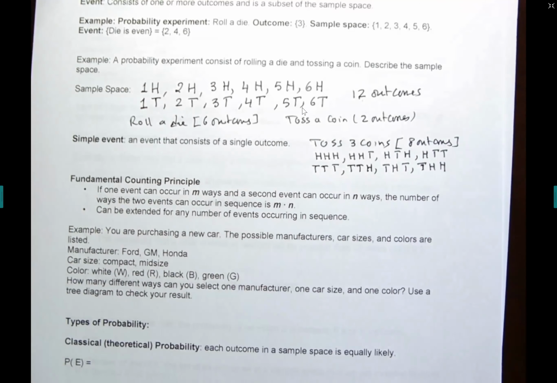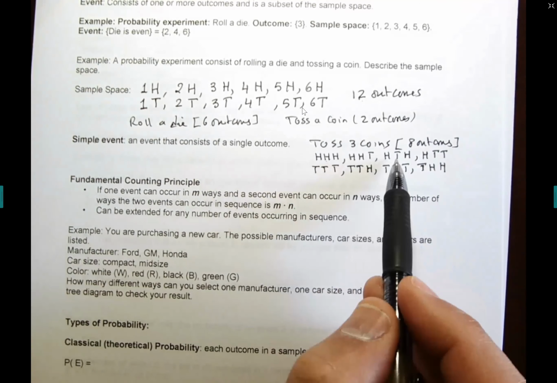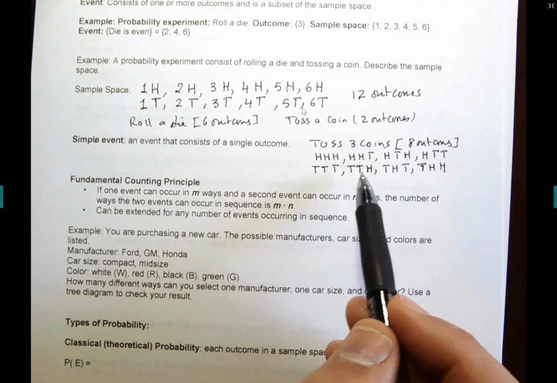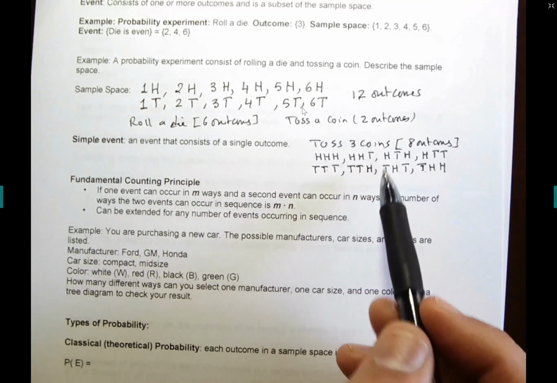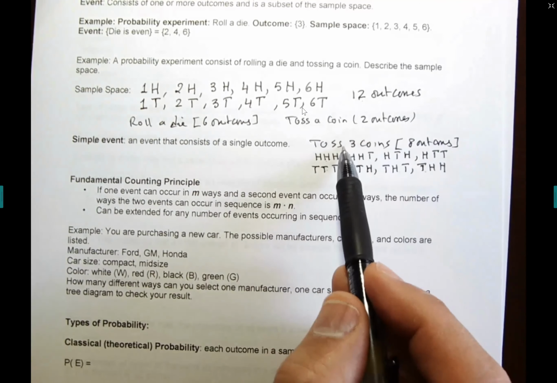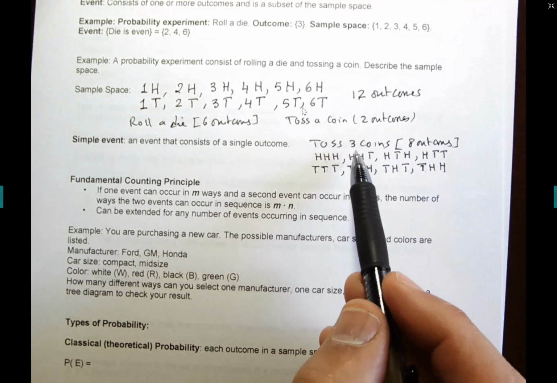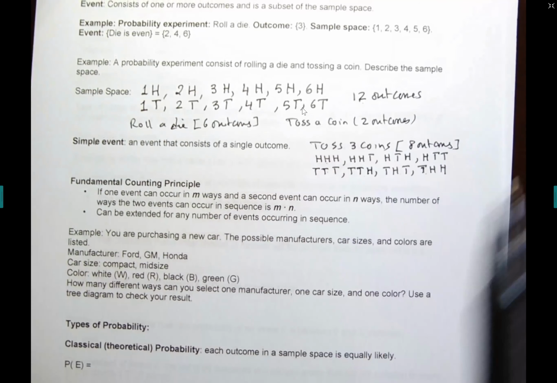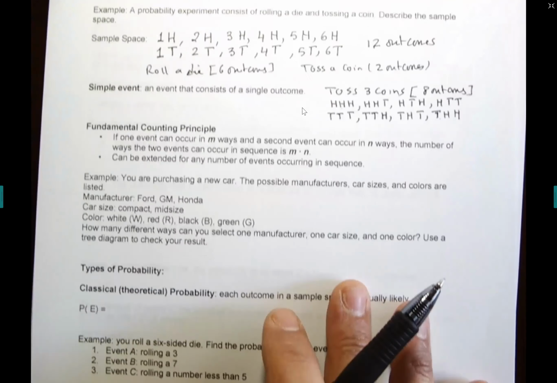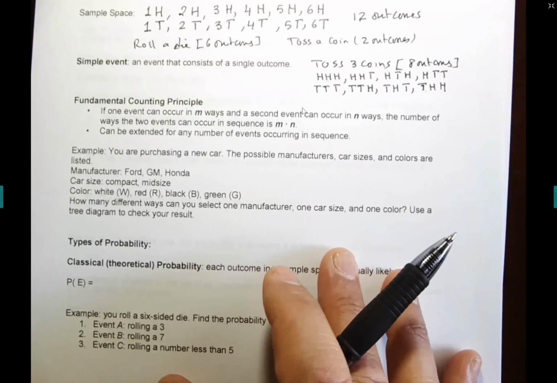Impossible. These are the only possibilities. Well counted. 1, 2, 3, 4, 5, 6, 7, 8. You don't need to list them to know how many. Each coin has 2 outcomes. 2 times 2 times 2, guys, will be 8 outcomes. And this is what takes us to the fundamental counting principle.